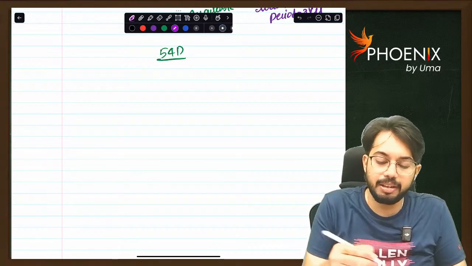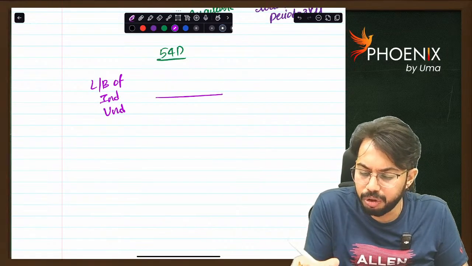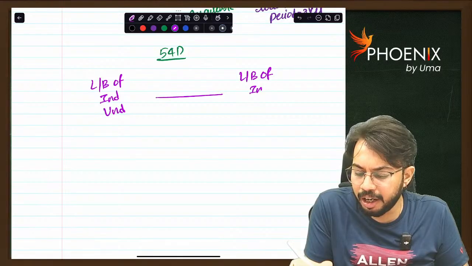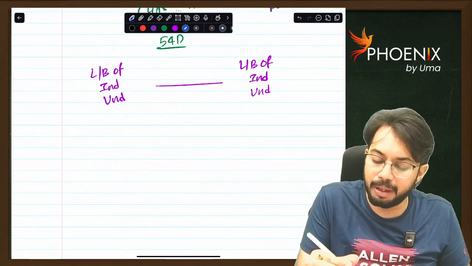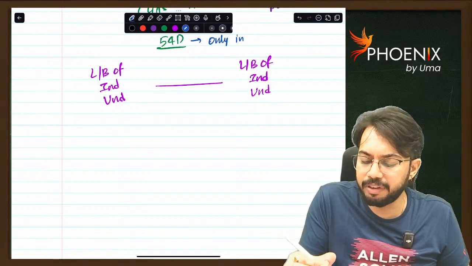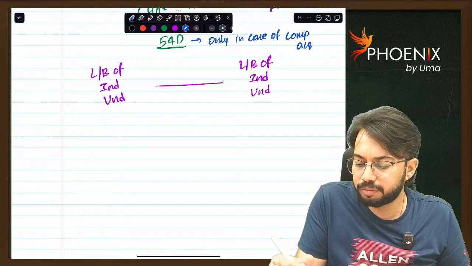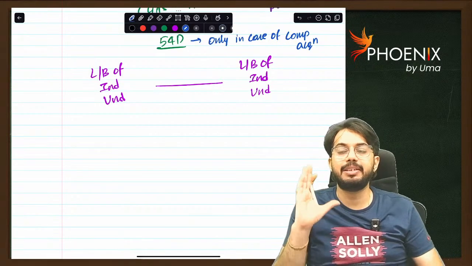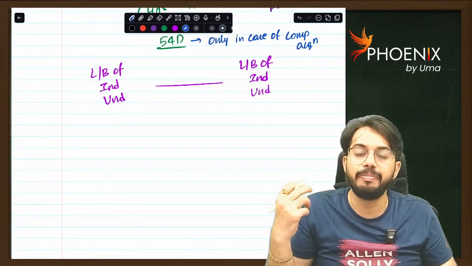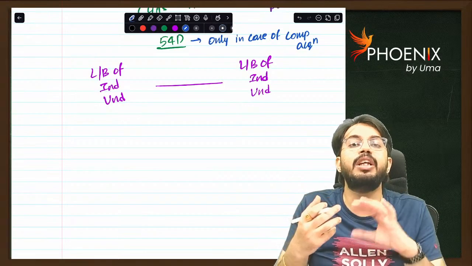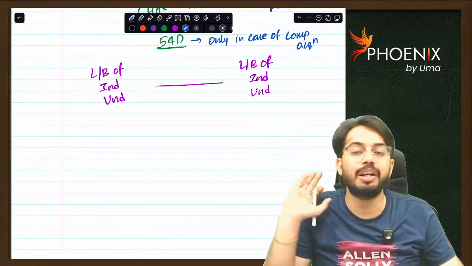54D combination is land or building of industrial undertaking to land or building of industrial undertaking. But this 54D exemption is available only in case of compulsory acquisition. What do you mean by this? Let's say land or building of industrial undertaking is compulsorily acquired by government. Now government will give compensation. Now with that compensation, the assessee purchased new land or building of industrial undertaking outside the city area.